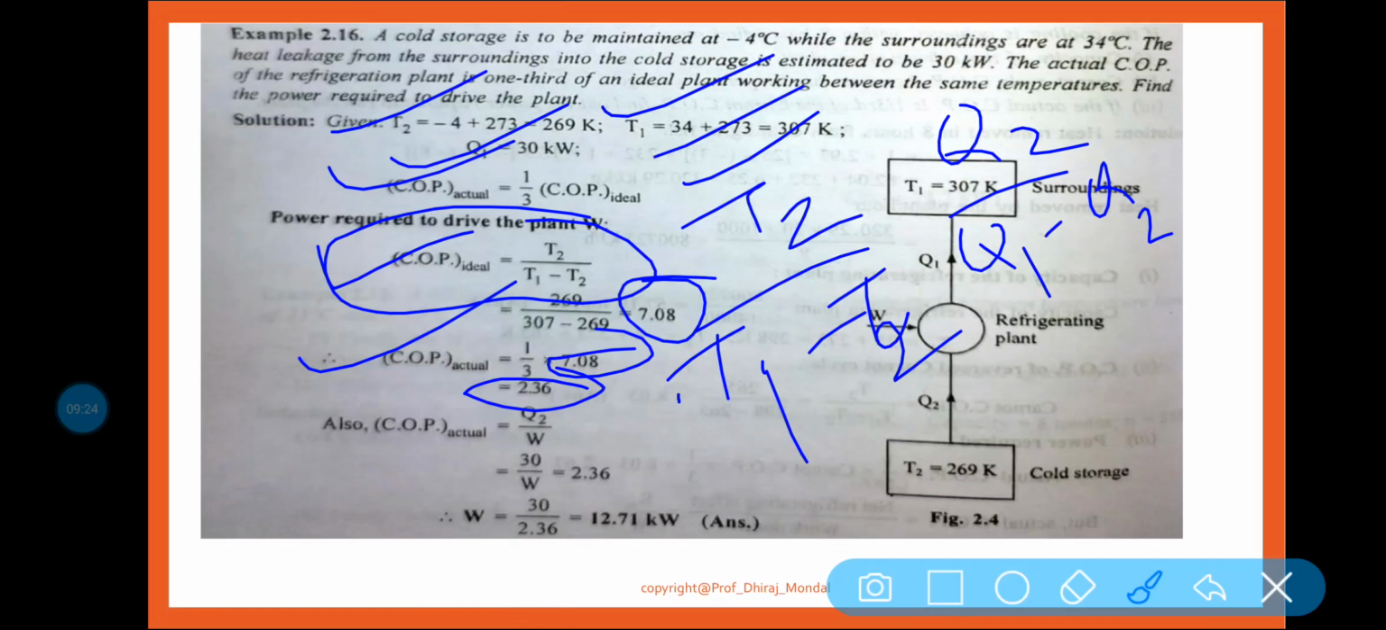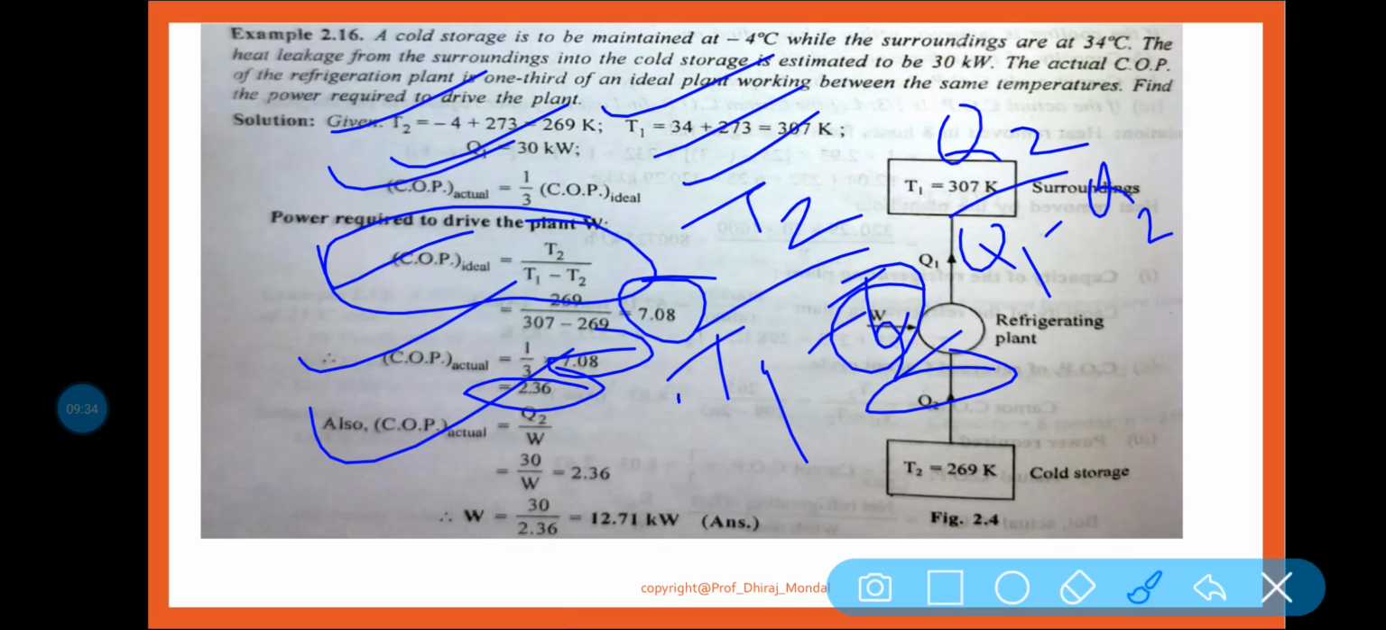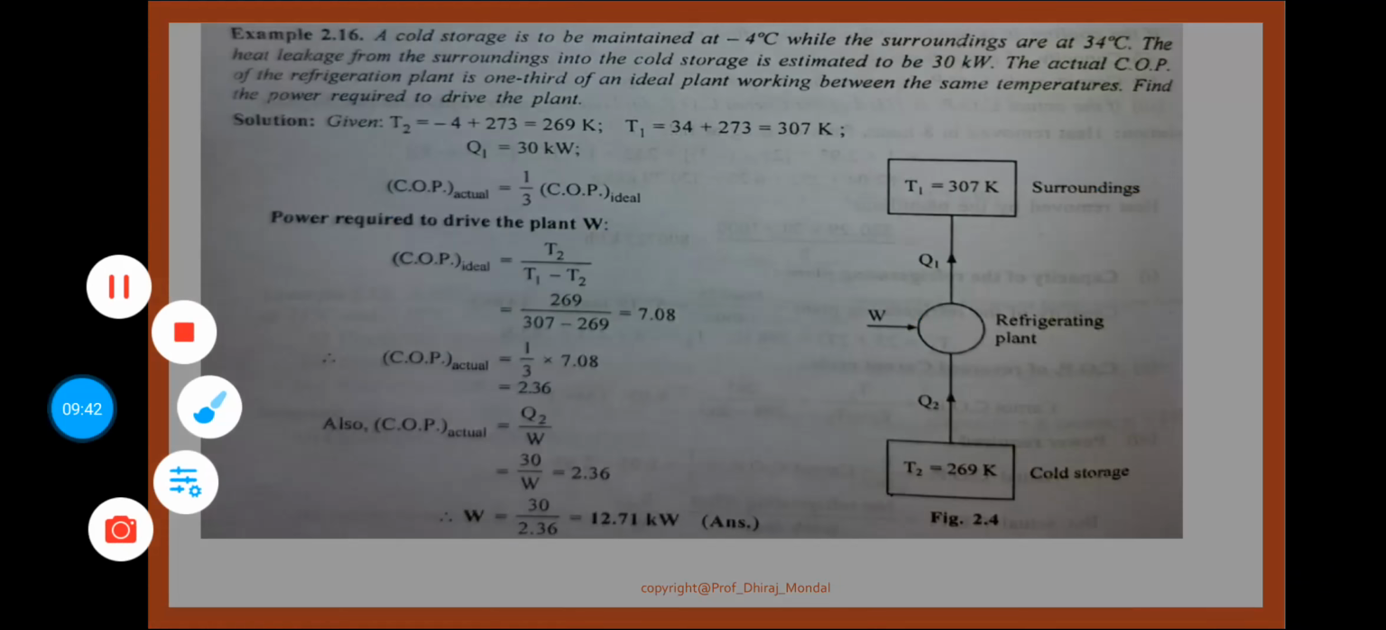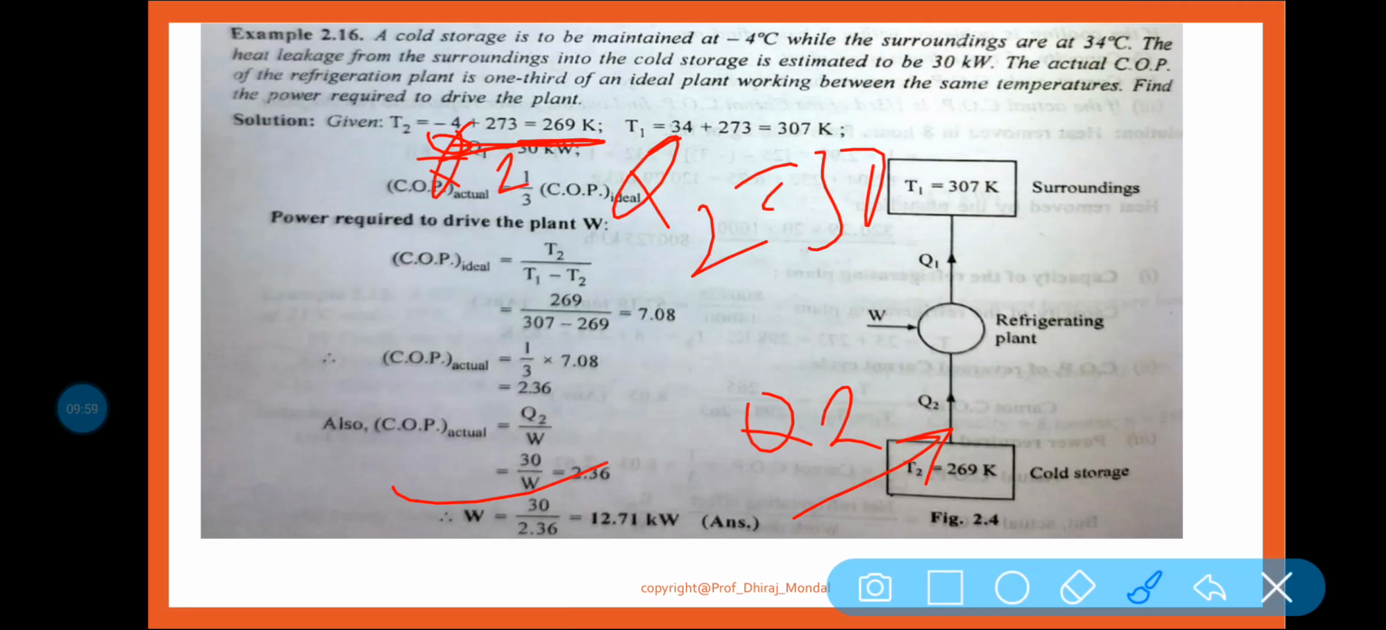Now actual COP I already have, so actual COP is equal to Q2 by W. Here basically Q2 is equal to 30 and COP is equal to 2.36. Here you know that this is your heat leakage. So this is not Q1, this is your Q2. Okay, Q2 is equal to 30. So ultimately W is equal to 12.71 kilowatt.